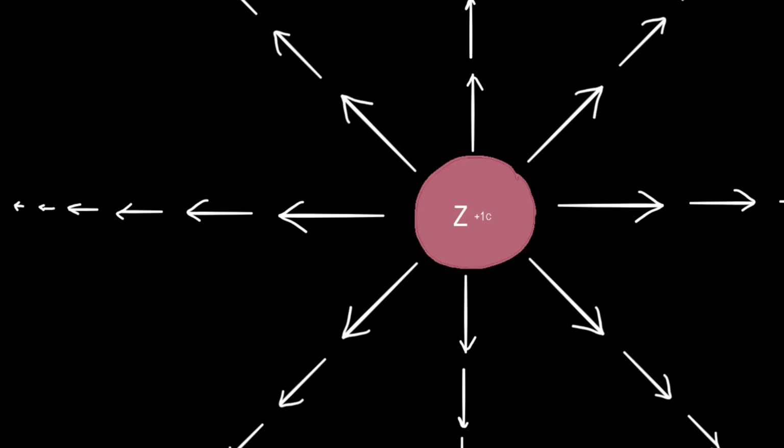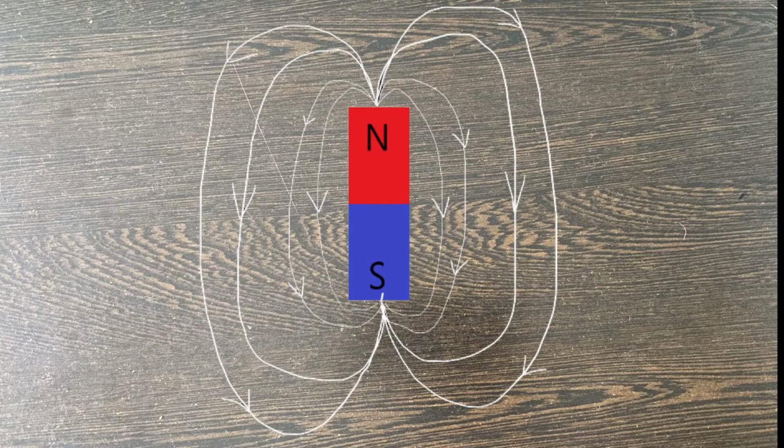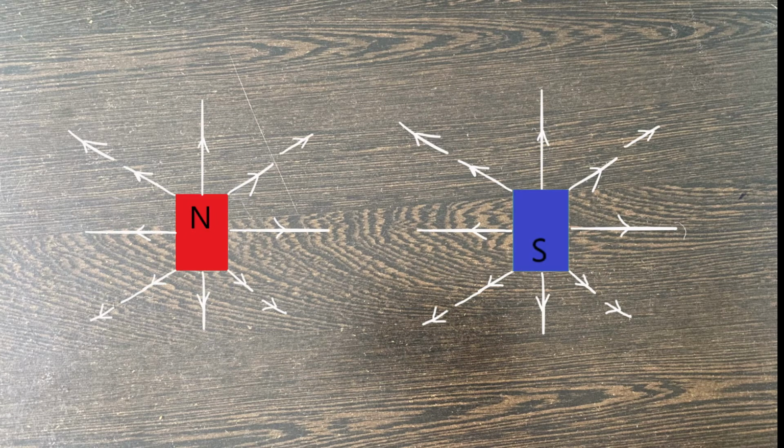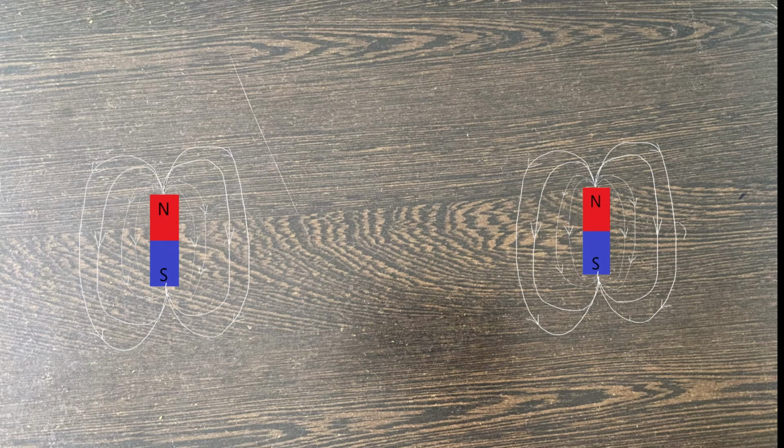And you can isolate a single electric charge, like this proton, in the middle of the universe. But you cannot isolate a north or south pole. If you cut this magnet in half, you won't be left with an isolated north and south pole. You'll be left with this. A magnetic monopole does not exist.